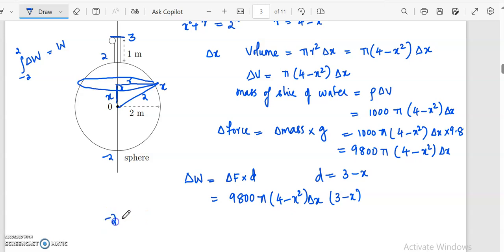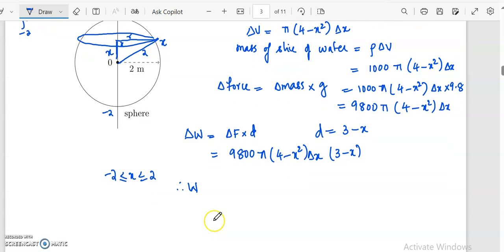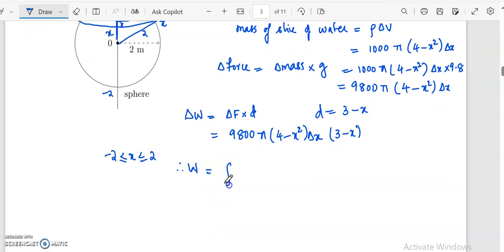So we'll have minus 2 less than or equal to x less than or equal to 2. Therefore work done will be equal to the integral from minus 2 to 2 of 9800 pi (4 minus x square) into (3 minus x) dx. So this will be the required integral for work done.